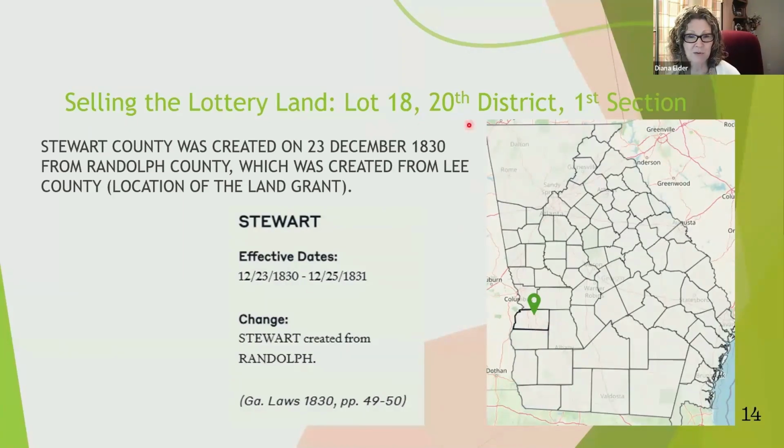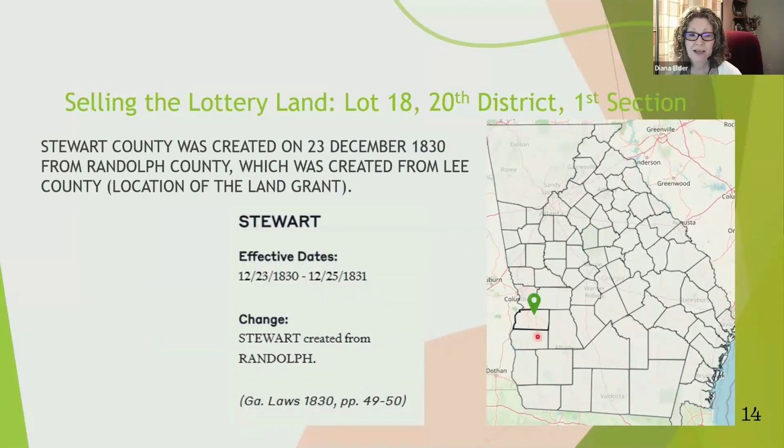That Lot 18, 20th District, first section. But then Lee County became Randolph County, which became Stewart County in December 1830. Now, remember what else happened in 1830? We have Sarah Royston marrying David Irwin. So now we have a new county to look at, Stewart.